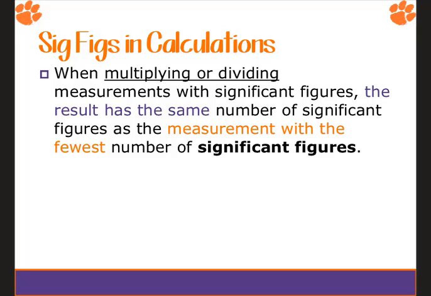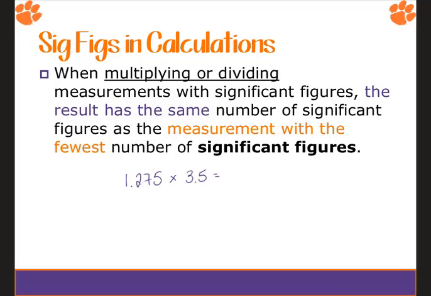All right, so counting significant figures, once you get the rules down, isn't so bad. But now we need to take that and apply it to calculations. There are 2 sets of rules for this. The first is when you're multiplying or dividing, and the second is when you're adding or subtracting. We'll start with multiplying or dividing. When you multiply or divide, the answer should have the same number of significant figures as the measurement with the fewest number of significant figures.